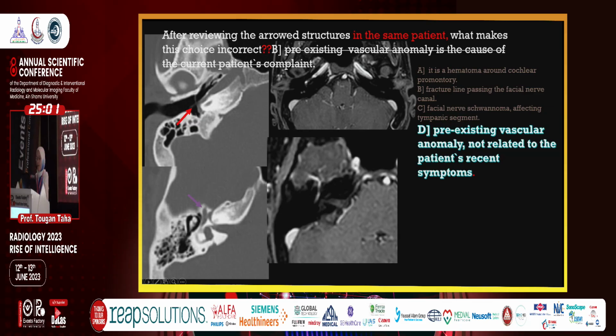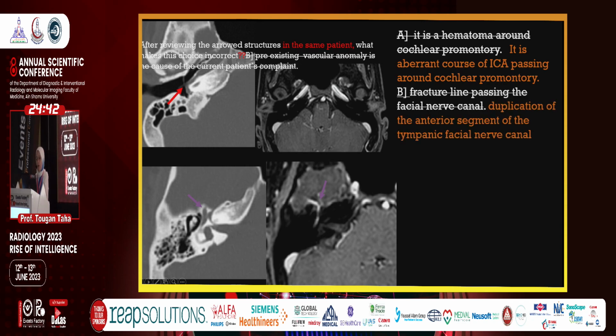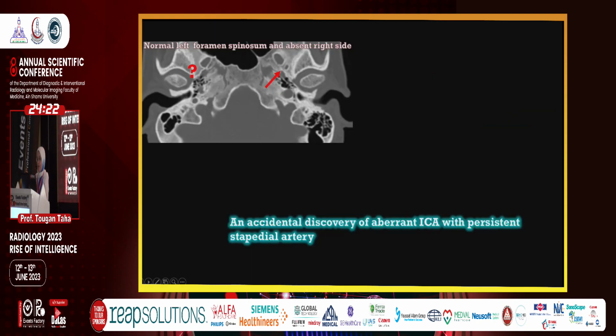The correct answer is pre-existing vascular anomaly not related to the patient's recent symptoms. Sentence A is wrong because it is not a hematoma, it is an aberrant course of the internal carotid artery passing around the cochlear promontory. Sentence B is wrong because it is a duplication of the anterior segment of the tympanic facial nerve canal. Sentence C is wrong because it is a persistent stapedial artery as it traverses the floor of the middle cranial fossa to give rise to the middle meningeal artery.